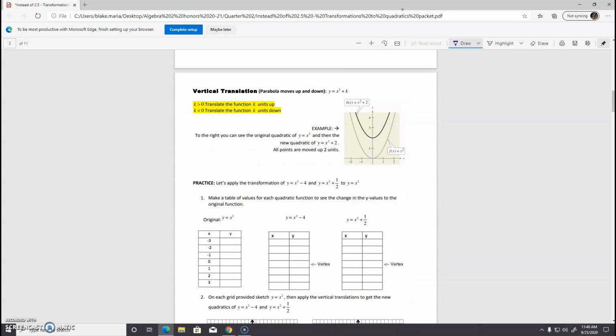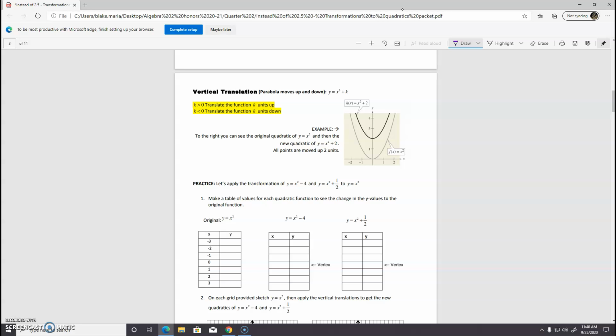Then we move into vertical translation. So vertical translation is your up and down. Again, you're starting with the function f of x equals x squared, or y equals x squared. So that's going to be where they start you every time. This chart shouldn't change because -3 squared is 9, -2 squared is 4, 1 squared is 1, 0 squared is 0. So you're always starting at that origin, and you have that symmetry.